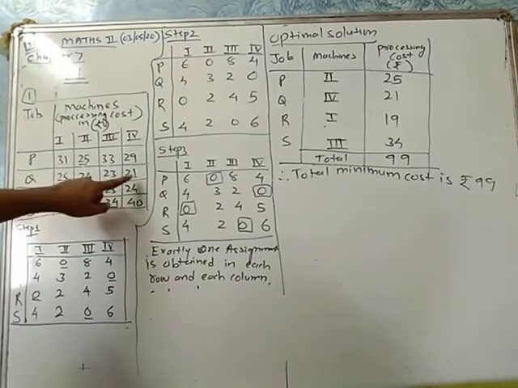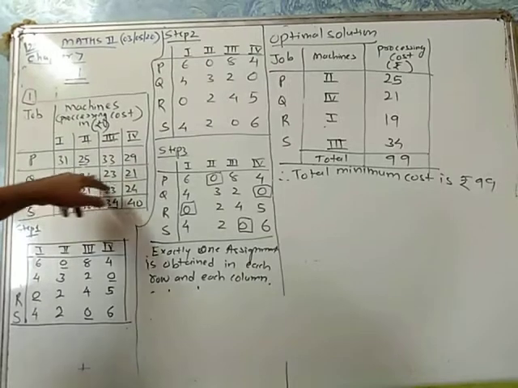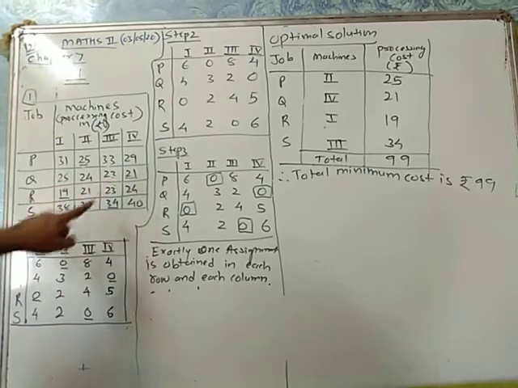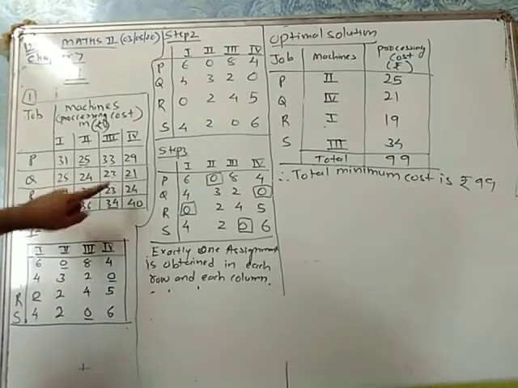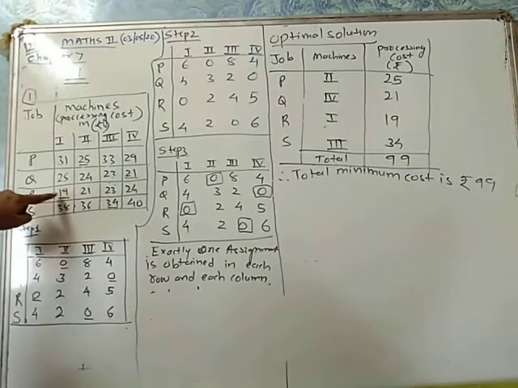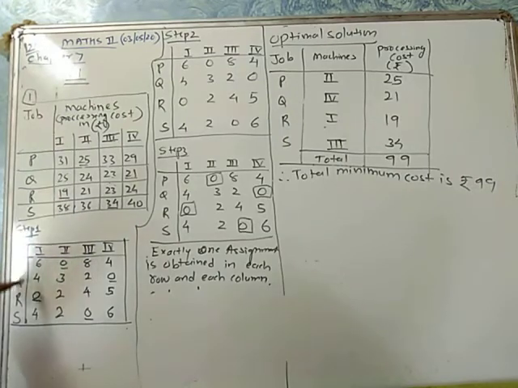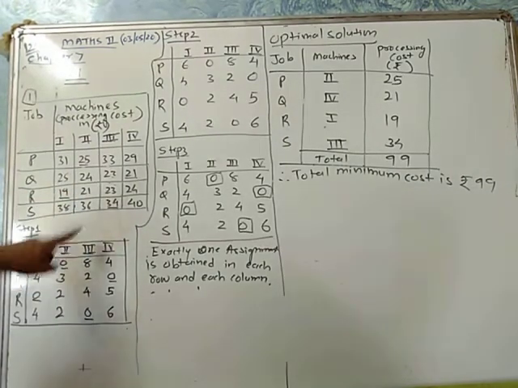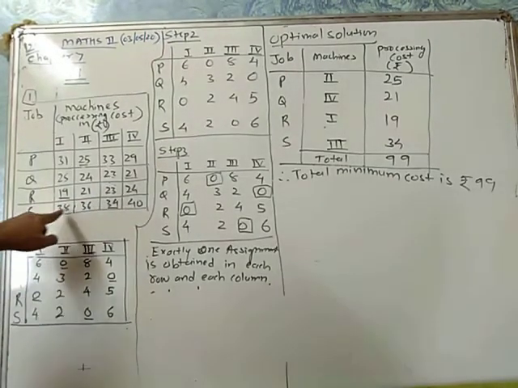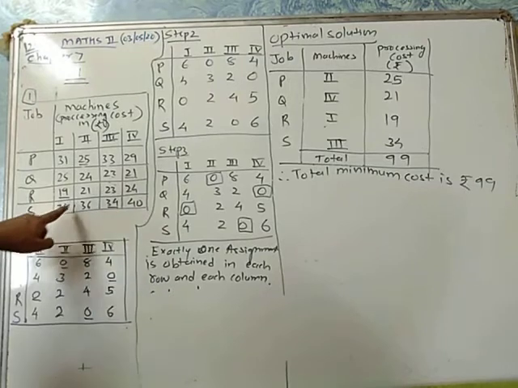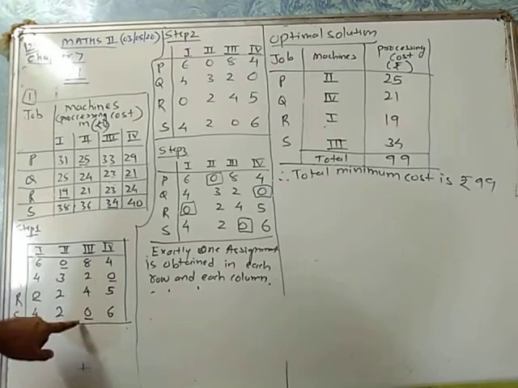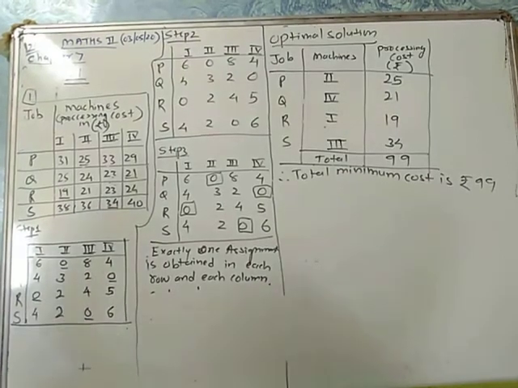Now in the second row smallest value is 21. So we will subtract 21 from every element. 25 minus 21 is 4, 24 minus 21 is 3, 23 minus 21 is 2 and 21 minus 21 is 0. In the third row smallest element is 19. 19 minus 19 is 0, 21 minus 19 is 2, 23 minus 19 is 4, 24 minus 19 is 5. In the fourth row smallest value is 34. 38 minus 34 is 4, 36 minus 34 is 2, 34 minus 34 is 0, 40 minus 34 is 6.